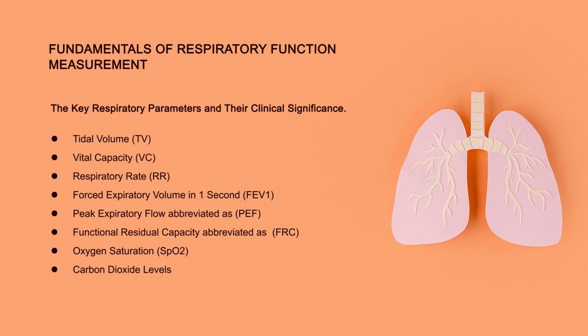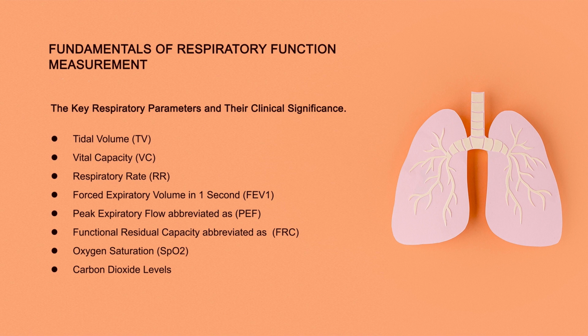The next parameter to be discussed is peak expiratory flow, abbreviated as PEF. It is the maximum speed of air exhaled during forced breathing. It is often used to monitor asthma and assess the severity of airway narrowing. The functional residual capacity, abbreviated as FRC, is another important parameter. It is the volume of air in the lungs after normal exhalation. It plays a role in maintaining lung function and preventing lung collapse.